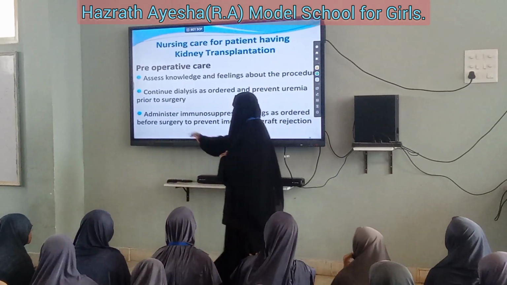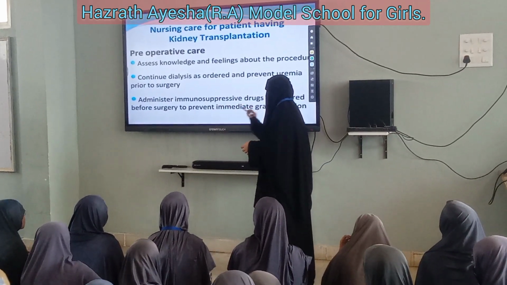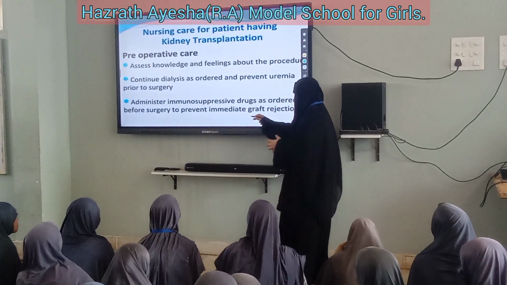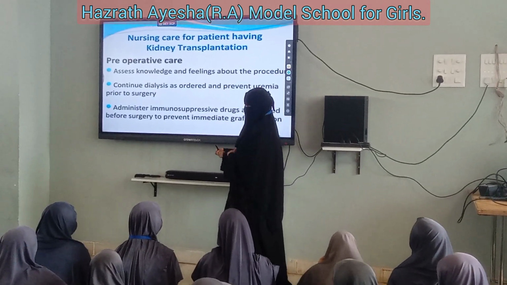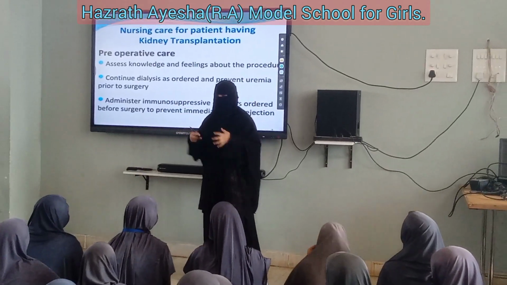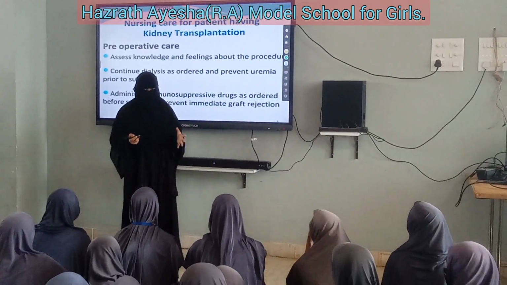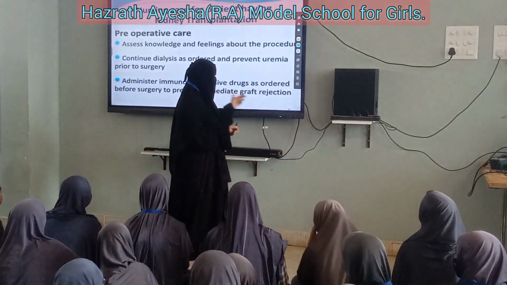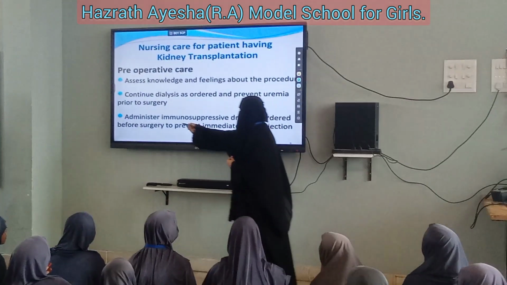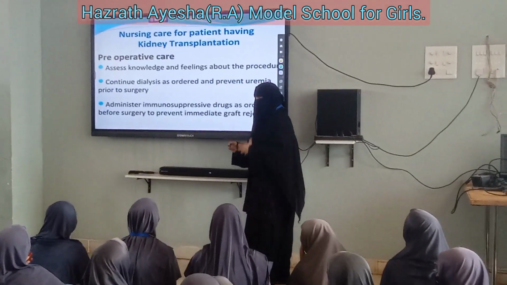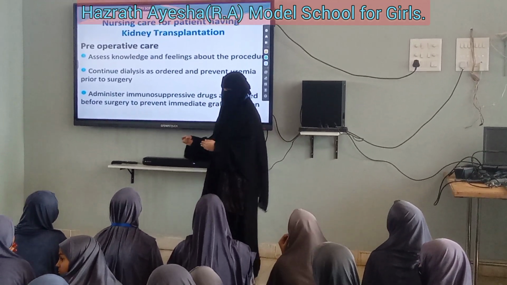And the last one is administer immunosuppressive drugs as ordered before surgery to prevent immediate graft rejection. Here the word graft rejection arises. Now what do you mean by graft rejection? When a foreign organ is transferred into the body, our immune system immediately rejects it. Such type of rejection is known as graft rejection. To prevent this graft rejection, we use immunosuppressive drugs, which are used to control our immune system and prepare our body for a new foreign organ.